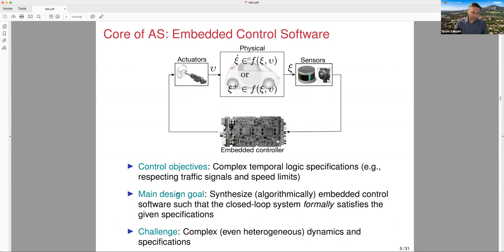And the design goal is we would like to synthesize, hopefully algorithmically, the embedded controller, which is going to be code implemented on this digital platform, such that the closed loop satisfies these high-level control objectives. This is very challenging, and the reason is that we are dealing with a heterogeneous closed loop. I have physical quantities, I have digital components in this closed loop, and the properties of interest are also heterogeneous themselves. So in the remainder of the talk, I will try to provide some methodology on how we can design these embedded controllers for possibly larger scale autonomous systems.